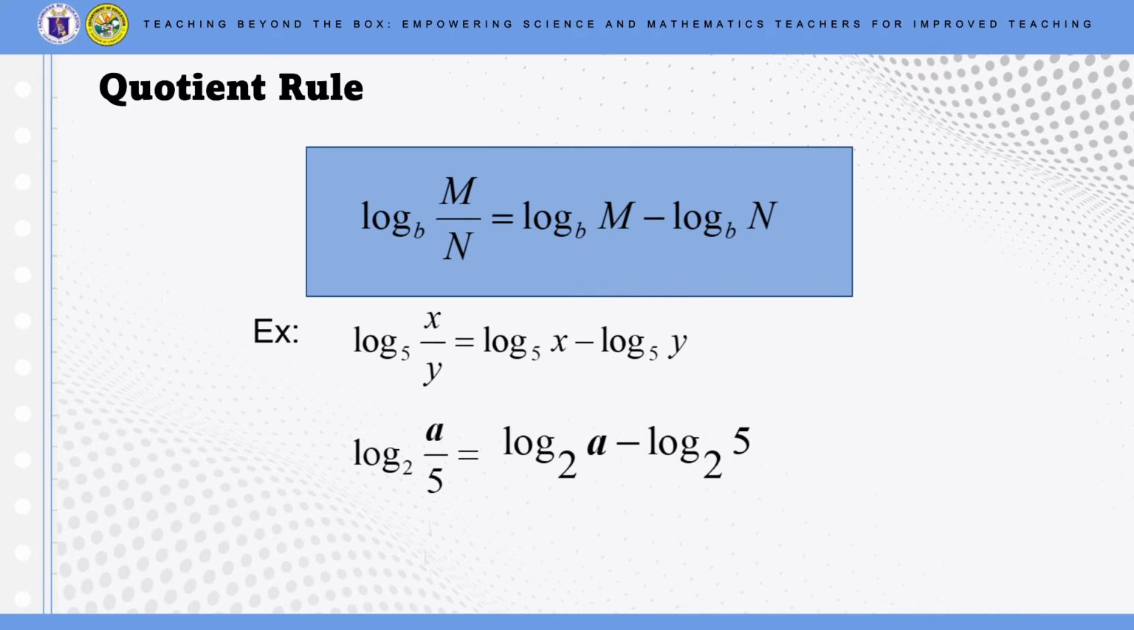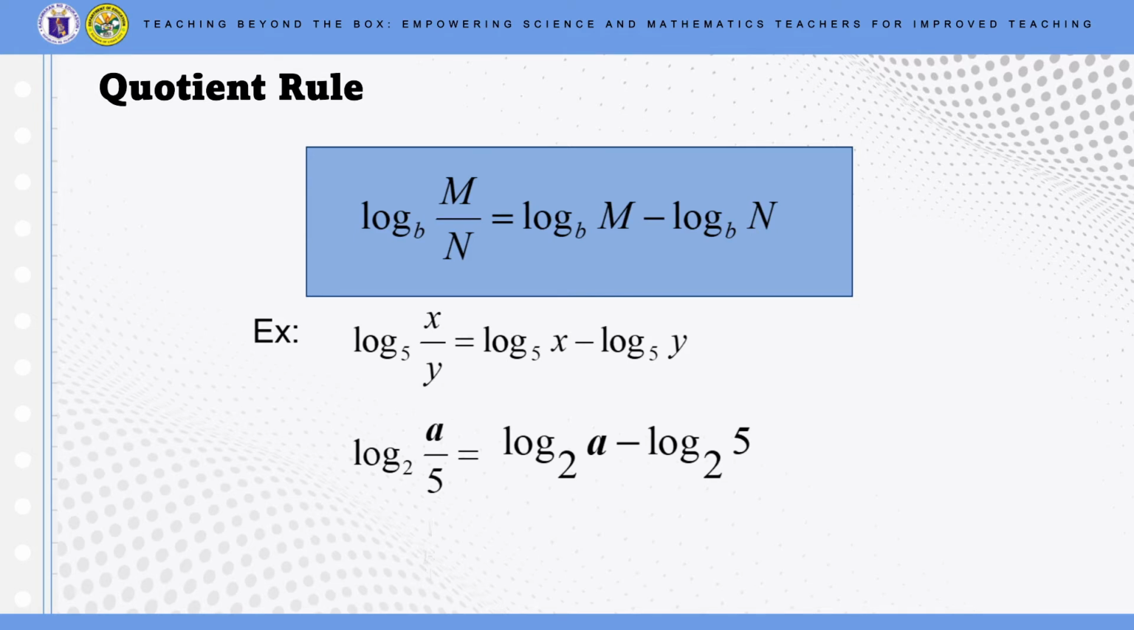Express the logarithm of 2 base 5 as the difference of two logarithms. Applying the quotient rule, we have the logarithm of 10 base 5 minus the logarithm of 5 base 5. Also, the logarithm of 20 base 5 minus the logarithm of 10 base 5.